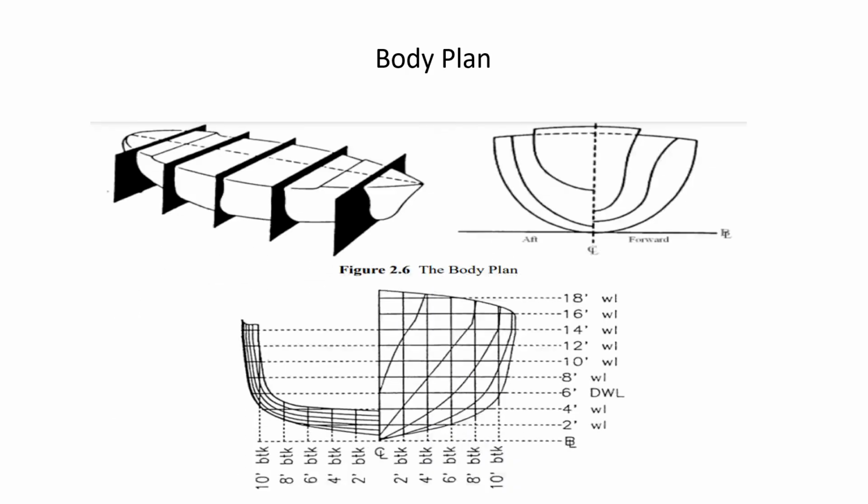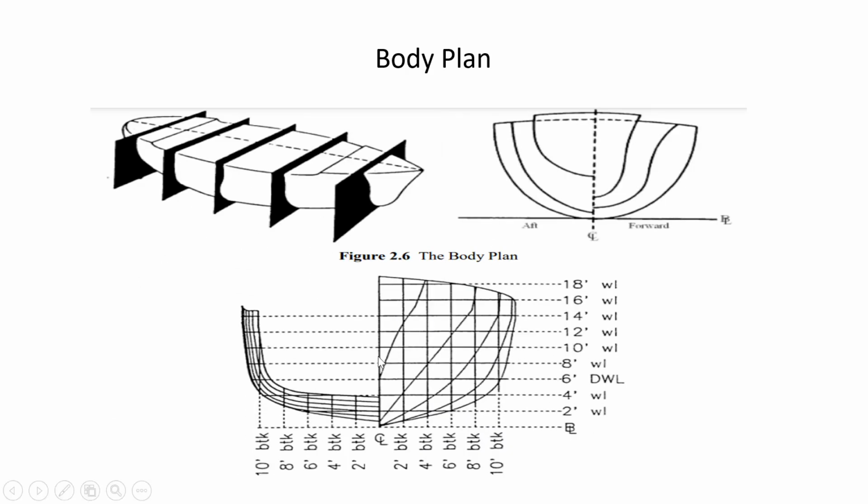Now coming to the body plan. As I mentioned, the entire length of the ship will be divided into equally spaced stations, and in each and every station we are cutting it with a plane in the Y and the Z axis. For example, this is my forward part of the ship, and I am cutting with this plane, and I am removing the part which is forward of this plane, and when I am looking from this direction, the shape will be looking like this. And when I am cutting with this plane and removing, my shape will be looking like this.